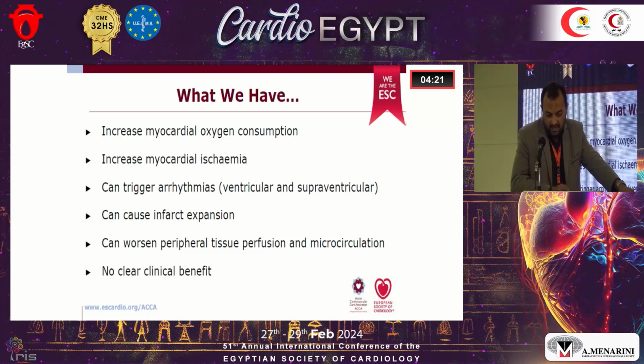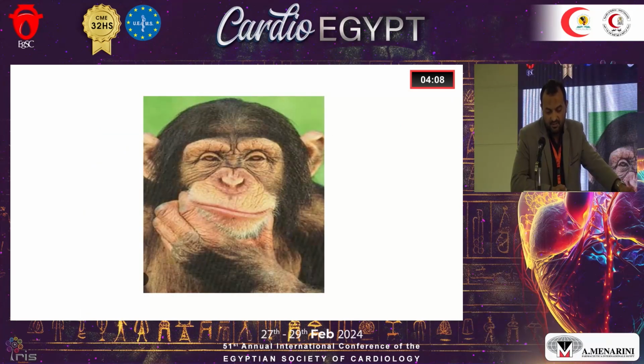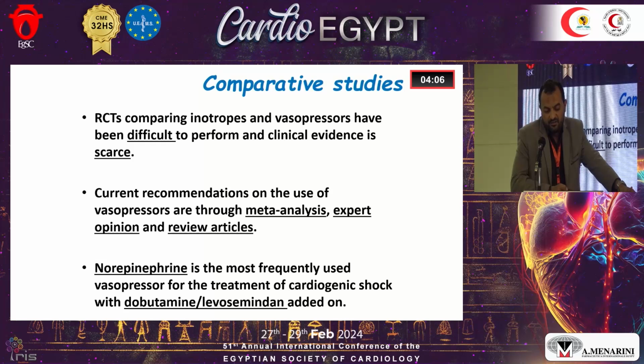What we have now, the vasopressors and inotropes, increase myocardial oxygen consumption, increase myocardial ischemia, can trigger arrhythmias, can cause infarction expansion, can worsen peripheral tissue perfusion, and have no clear benefit. This is the truth. Comparative randomized controlled studies of inotropes have been difficult to perform. Current recommendations on the use of vasopressors come from meta-analyses, expert opinions, and review articles.